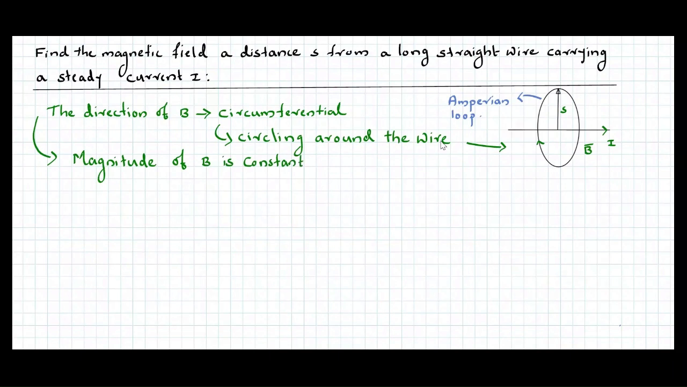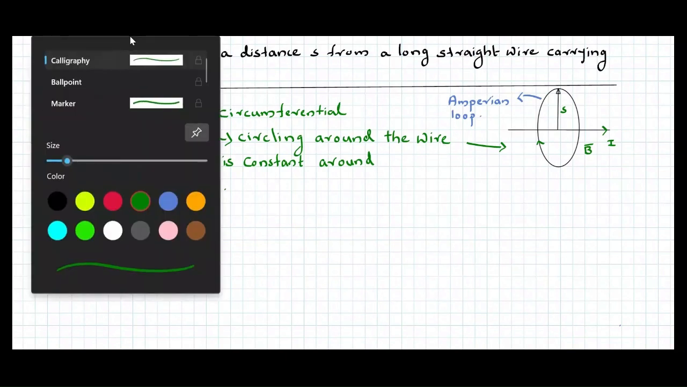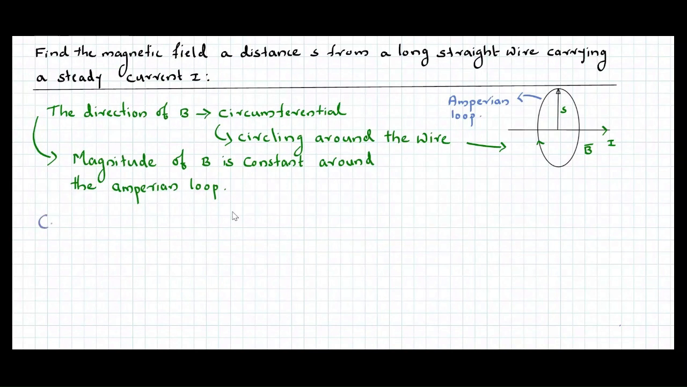Now, to find out the magnetic field at a distance S from a long straight wire, draw an Amperean loop of radius S centered on the wire. Since the magnetic field is circumferential and it circles around the wire, if we observe the magnetic field, you can see that around the Amperean loop that we have drawn, the magnitude of B is constant. This is because of symmetry. Now, by symmetry, the magnitude of B is constant around the Amperean loop of radius S.